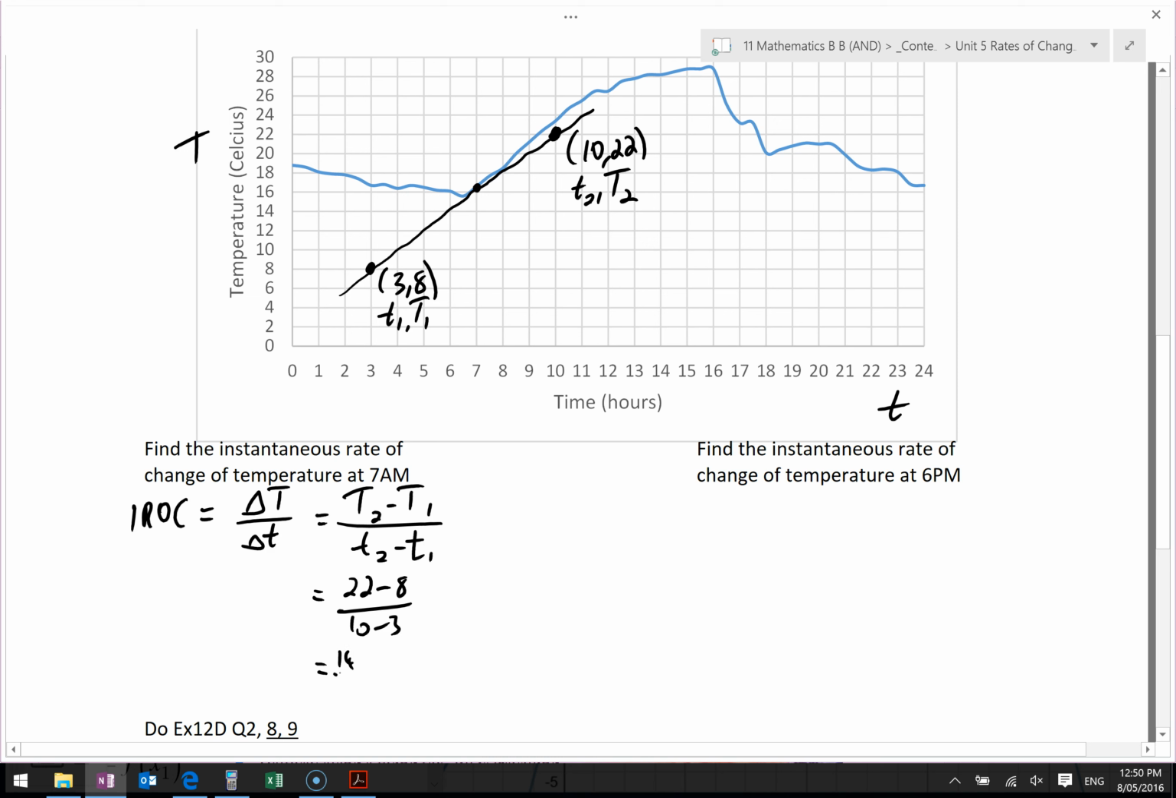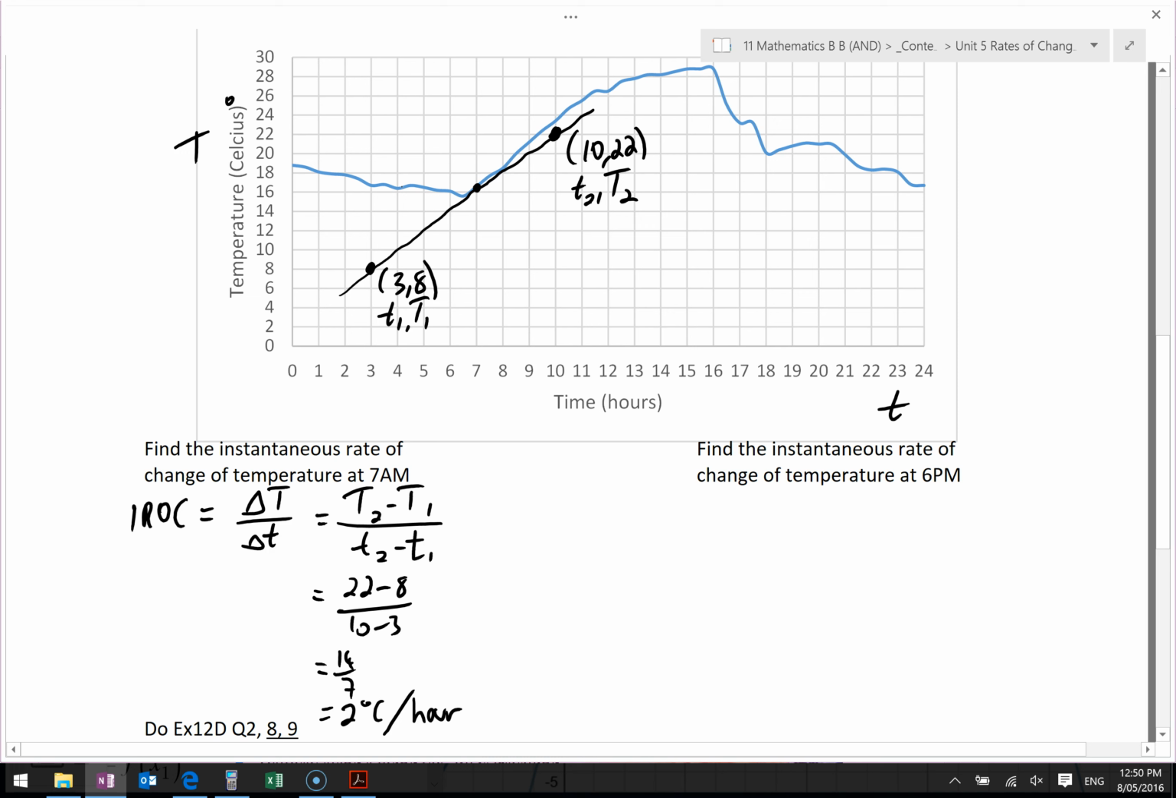So 14 on 7, okay, I get about 2 degrees, okay, because this is degrees Celsius per hour. Which means at that point, the temperature change is 2 degrees per hour at that instant. If we were at a different point on the graph, okay, the slope would be completely different, and our instantaneous rate of change would be different too.